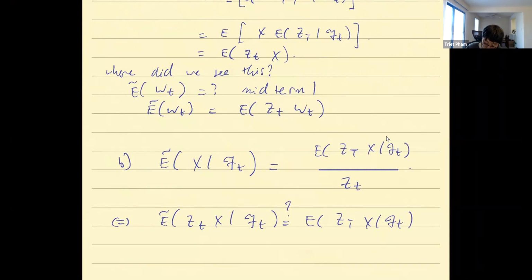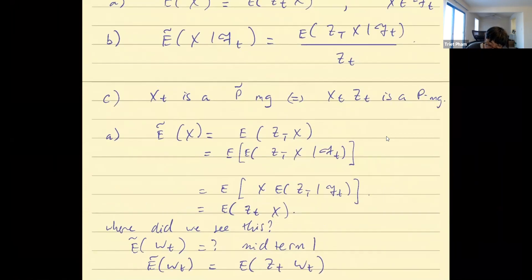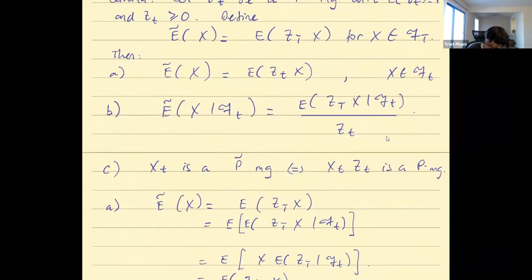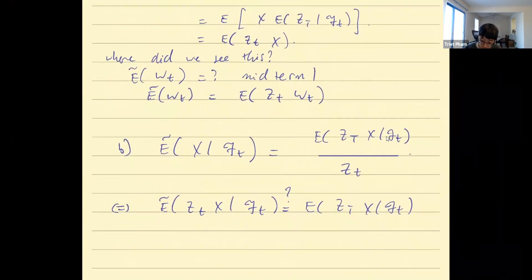But why? Because ZT is in FT, so you can bring it in. But why is this true? Remember that you're not given a definition of conditional expectation. You're only given a definition for a change of probability. So how do you infer from that to a conditional expectation? Okay. So that brings us back to the very definition of what conditional expectation is.